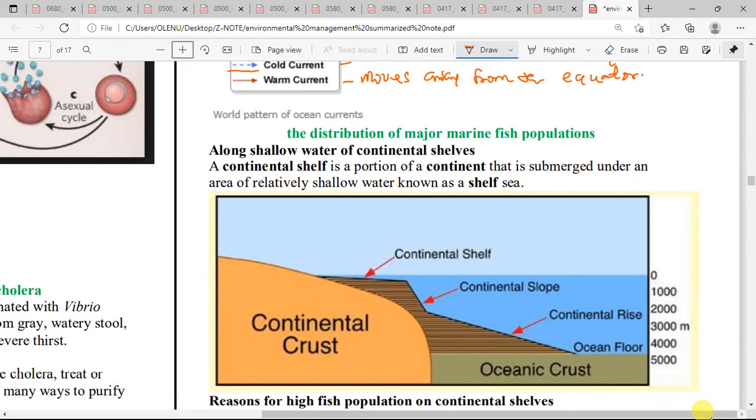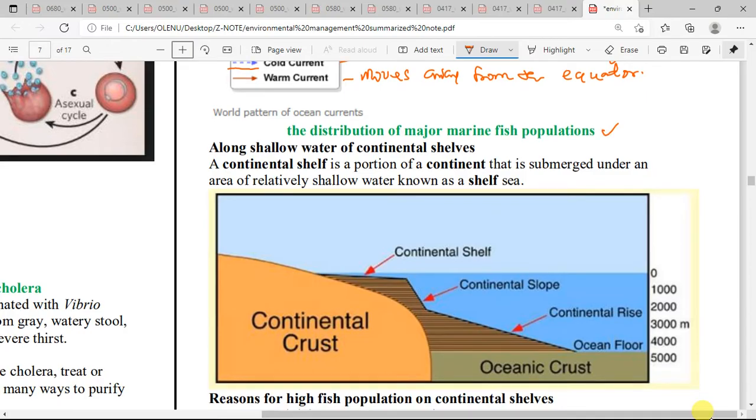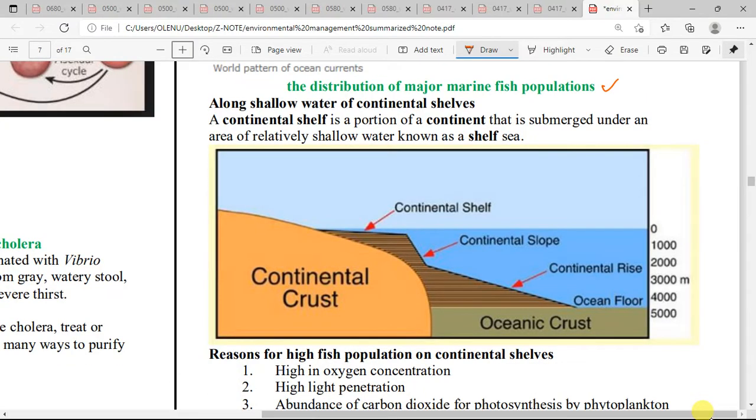Now, the distribution of major marine fish populations. How is fish distributed within the ocean? If this is the continental crust and this is the oceanic crust and this is the ocean, then within this area is what we call the continental shelf. We have the continental slope, we have the ocean rise and the ocean floor, or ocean deep. This is also an ocean deep.